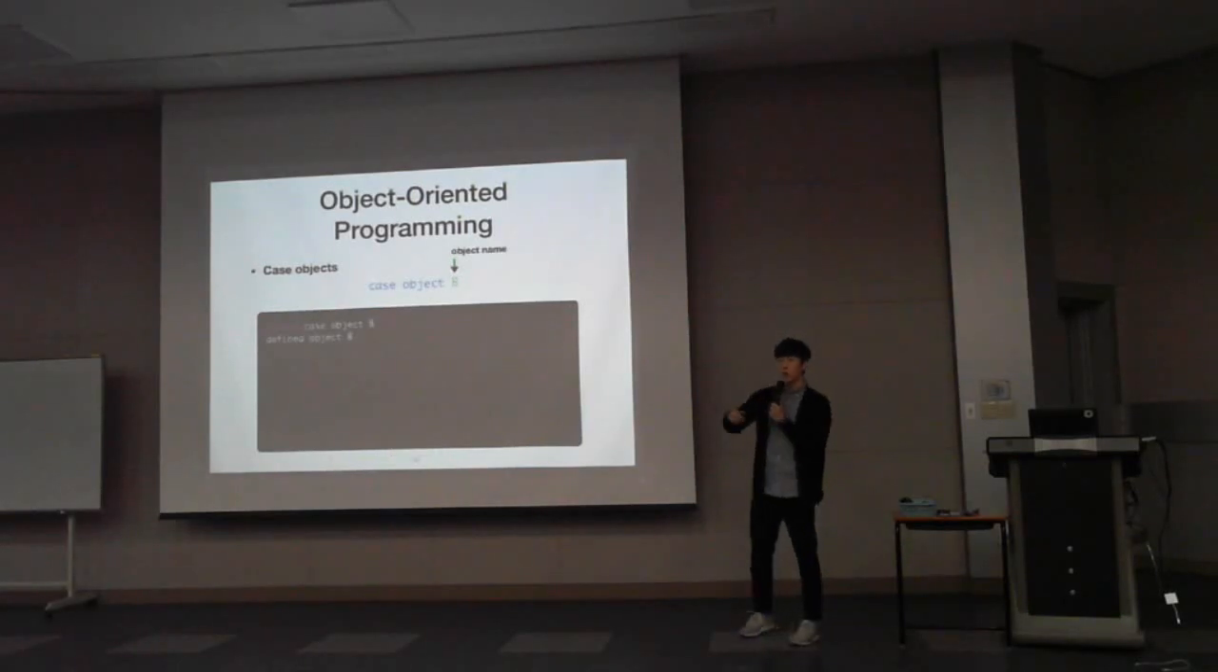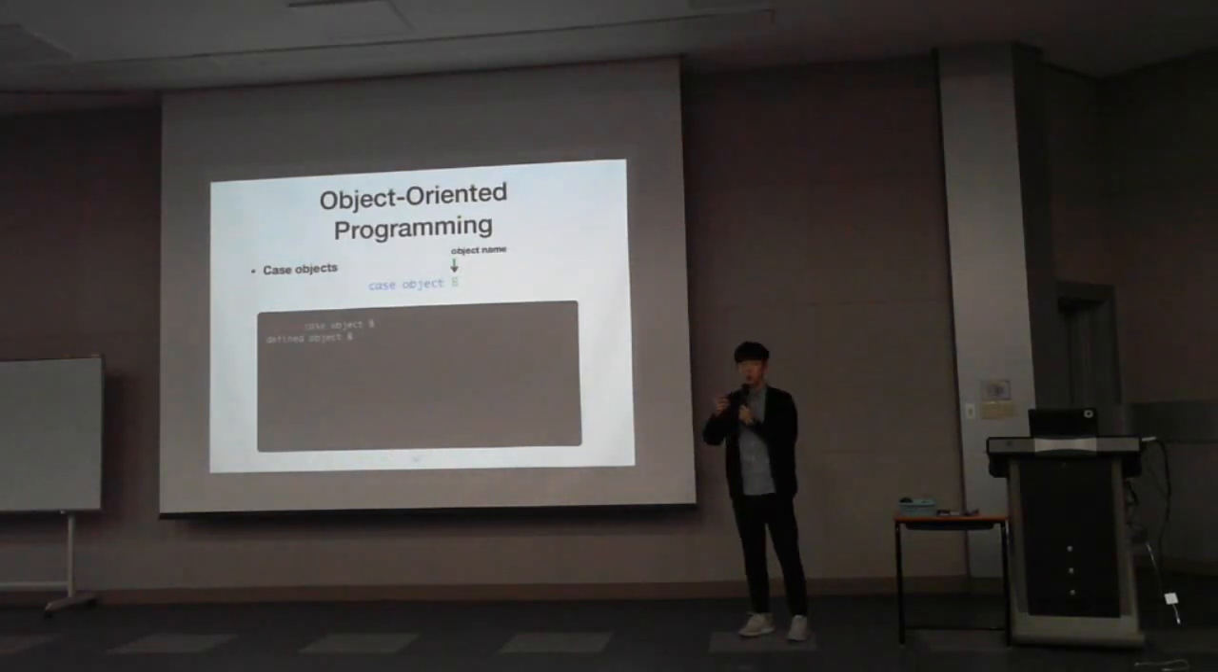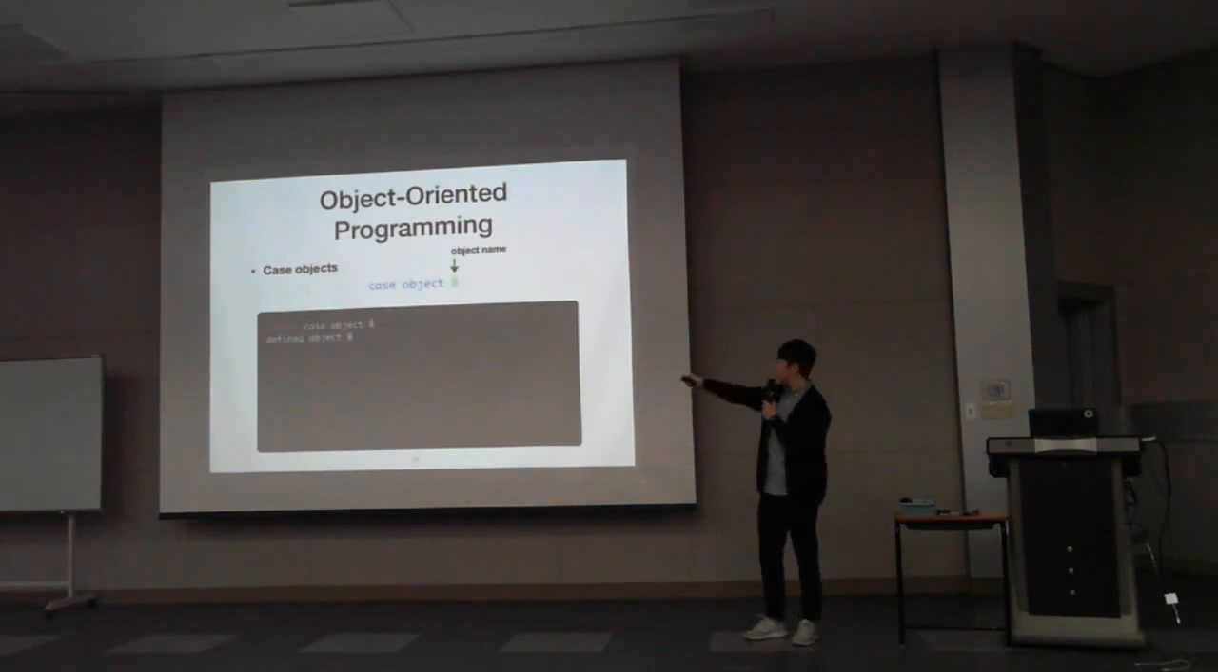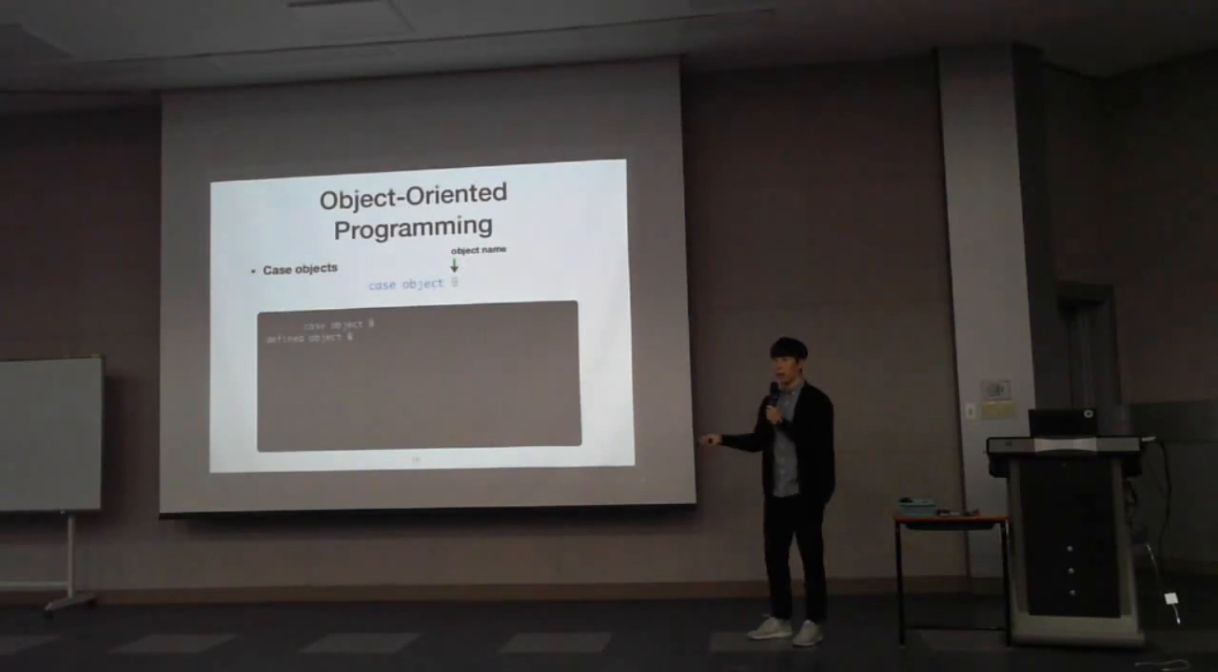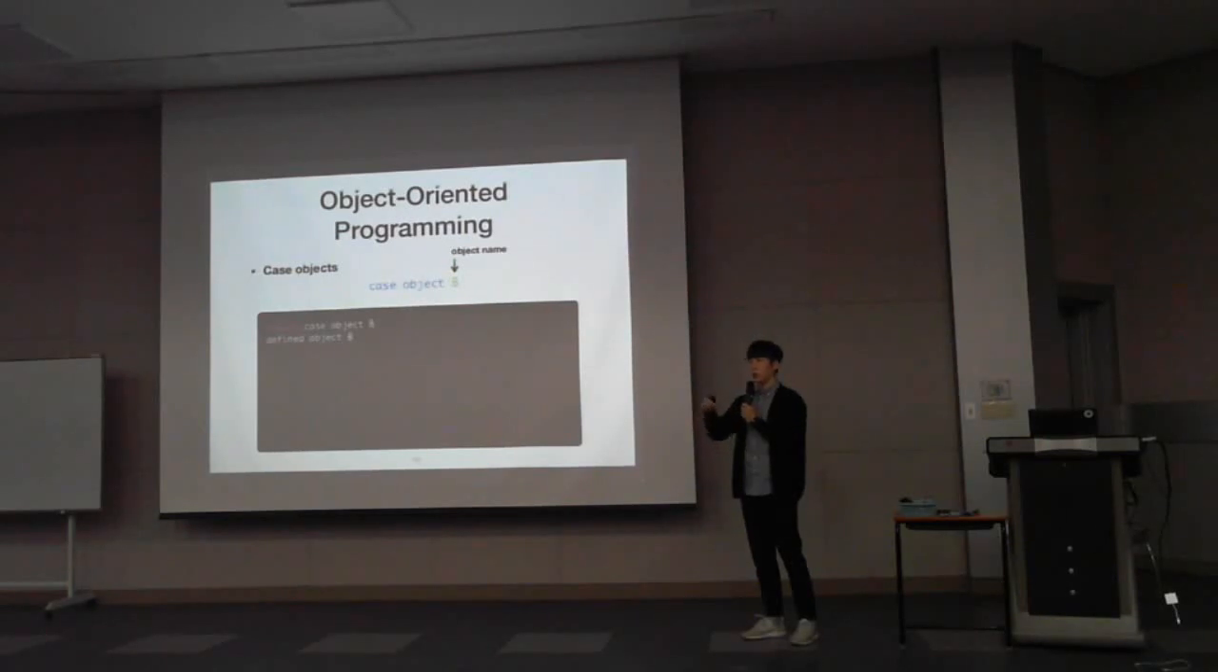And also you can define an object without classes. Case object creates an object named B, like that. In this case, this object B does not relate to any classes in Scala. So in Scala, there are two ways to generate an object: using case classes, or directly creating an object using case object.